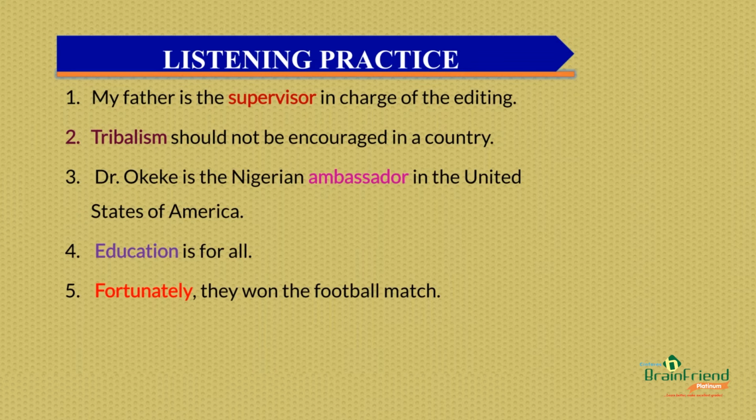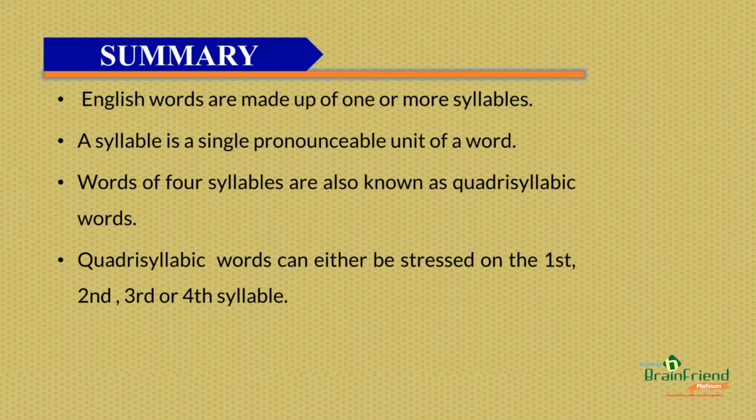All the highlighted words are 4-syllabic words. We have supervisor, tribalism, ambassador, education, and fortunately. You can also find out where the stress is placed on these words. Now we've come to the end of this class. But before we go, let's take a quick summary of all we've learnt so far.